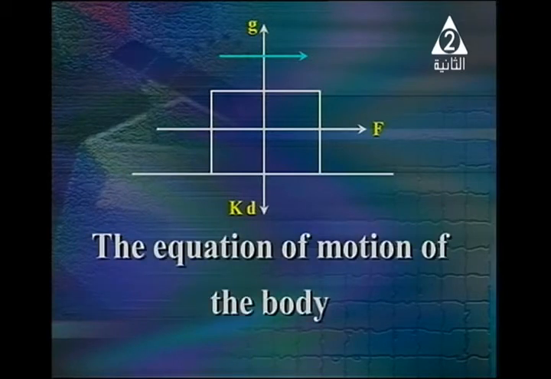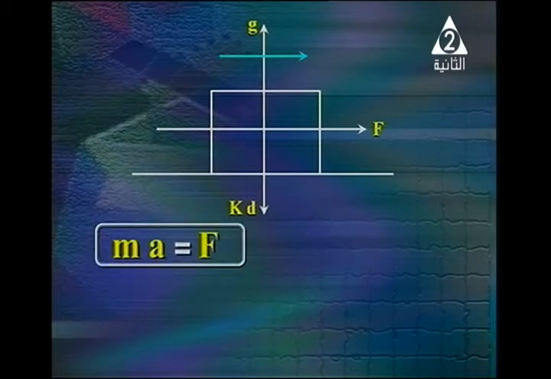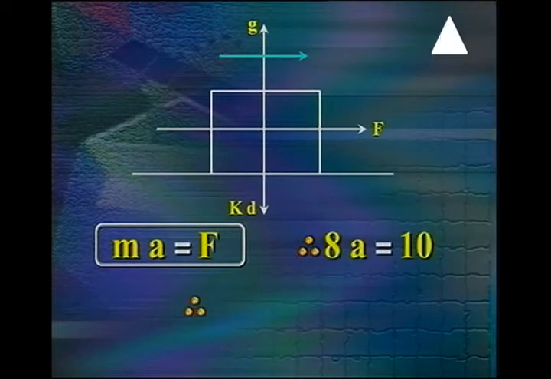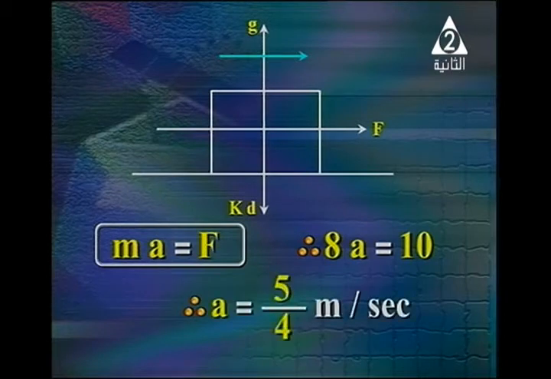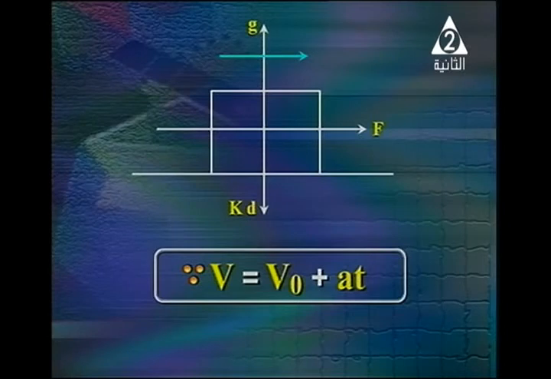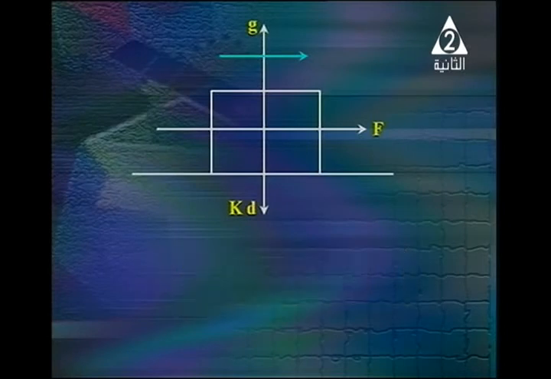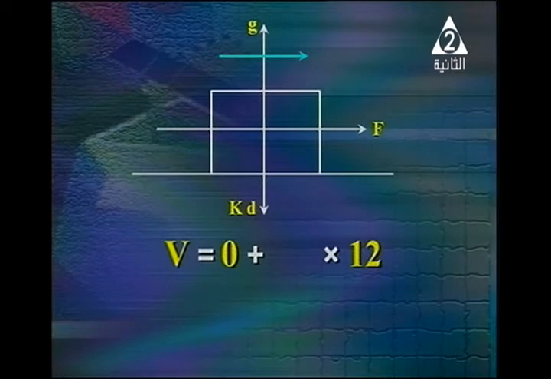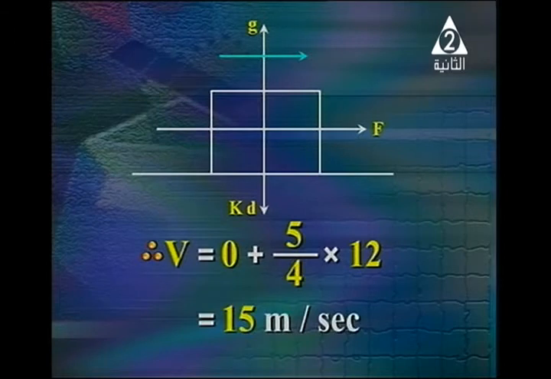The equation of motion of the body is MA equals F. M equals 8, so 8 times A equals 10. A equals what? A equals 10 over 8, or 5 over 4 meter per second square. V equals V naught plus AT, the first rule of motion. By using V naught equals 0, V equals 0 plus acceleration 5 over 4 times T 12. Then V equals 15 meter per second.